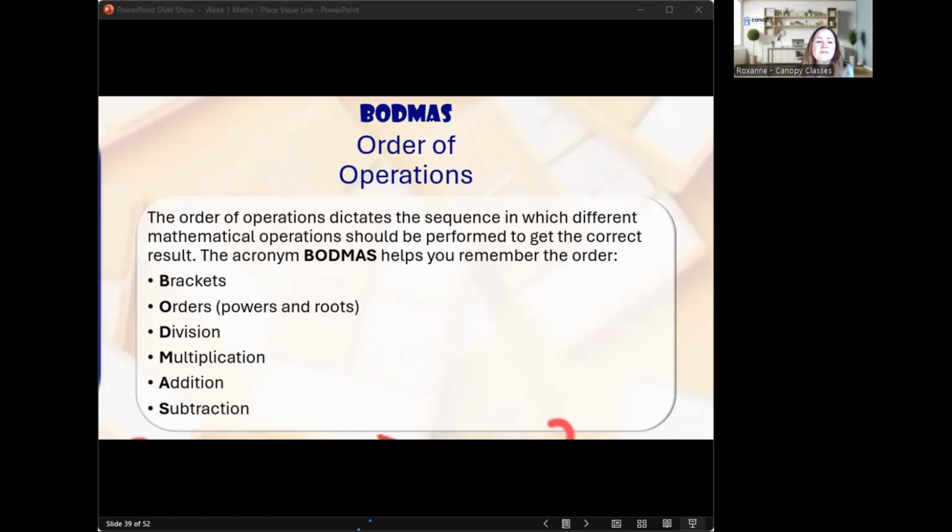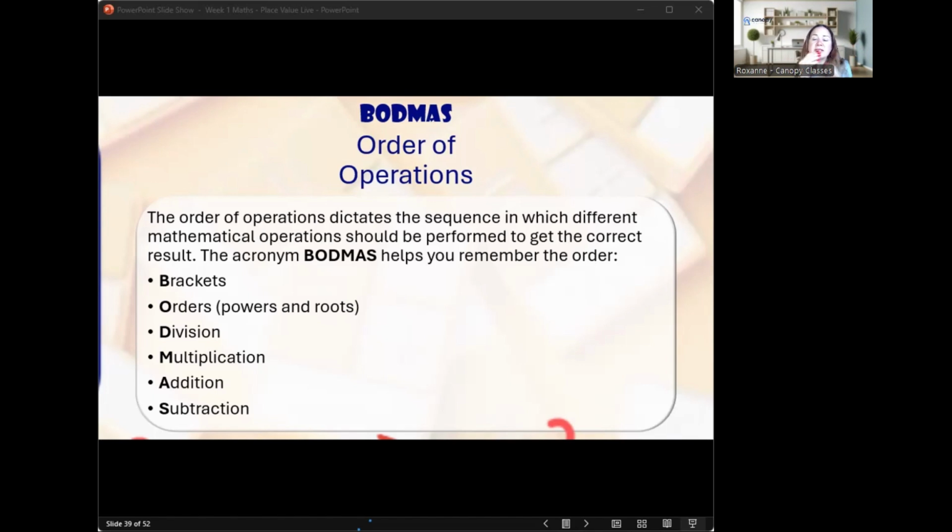So first thing you're going to do when you look at a sum is to see if there's anything in brackets. Work that part out first. Then also you're looking for anything that's to the power of or a square root. That's your order or indices. Then division and multiplication, they're interchangeable. What you want to do is look from the left-hand side of your sum to the right, and the first one you come across is the first one you do.